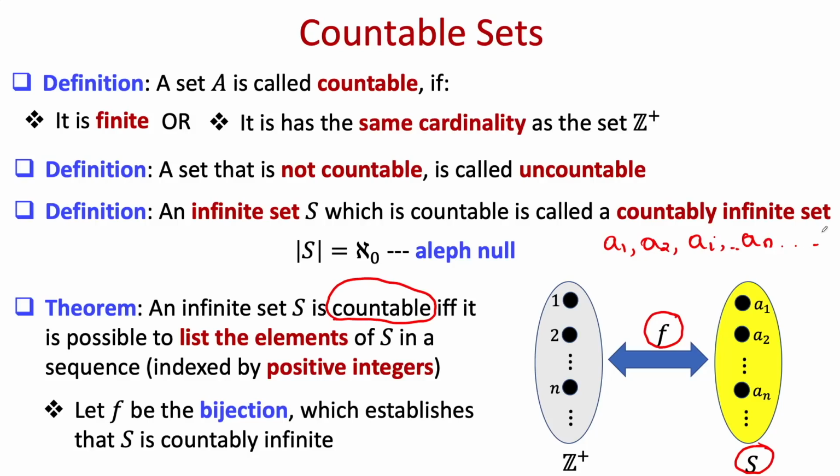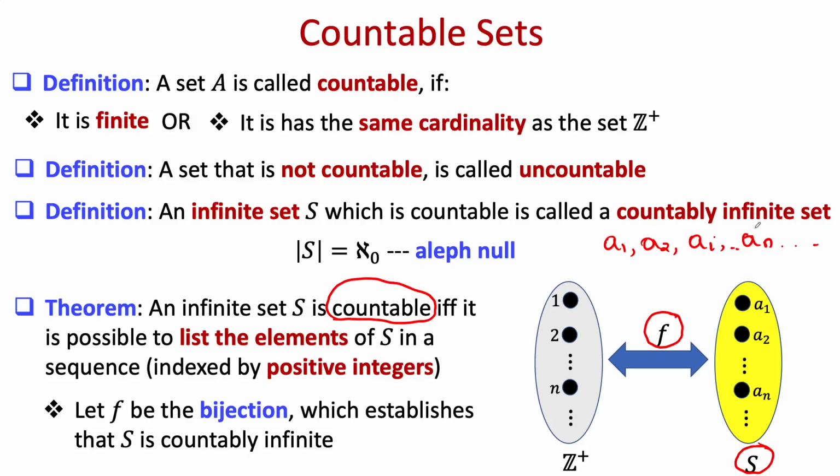Why is it valid? Because first of all, no element in this sequence is repeated, and if you take any element in the set S, it will appear somewhere in this sequence. It's not the case that any element will be missed in this sequence, even though there are infinitely many elements.